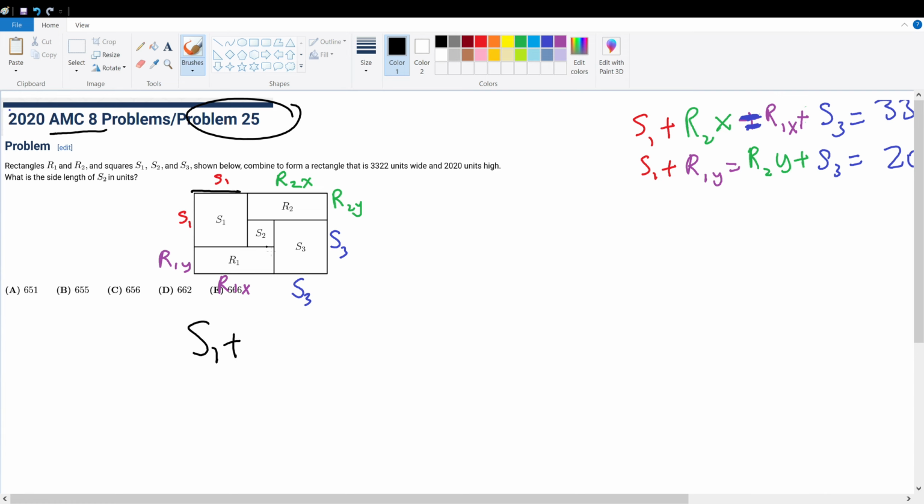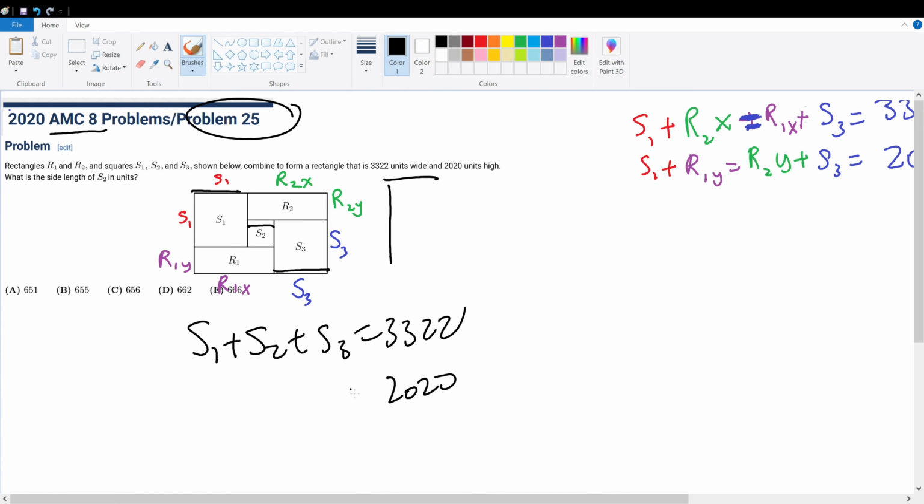Let's set this as S1, S2, and S3. So S1 plus S2 plus S3 equals 3322, or the width. Now for the height, we know it's 2020, and this is equal to.